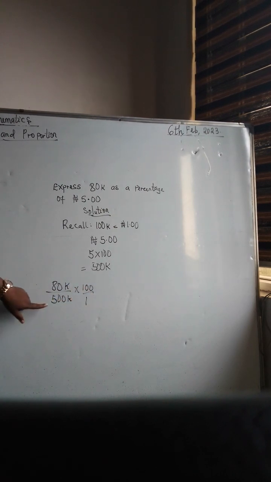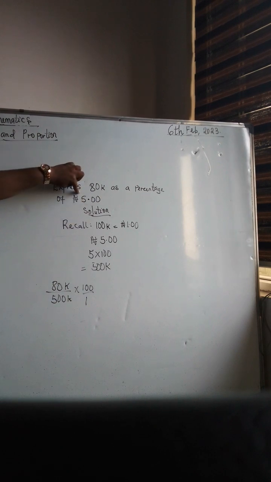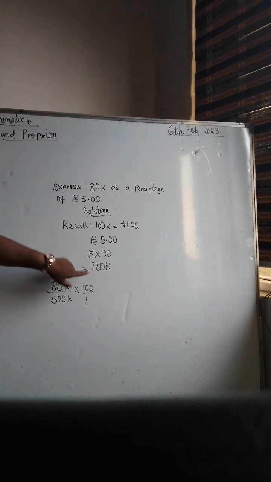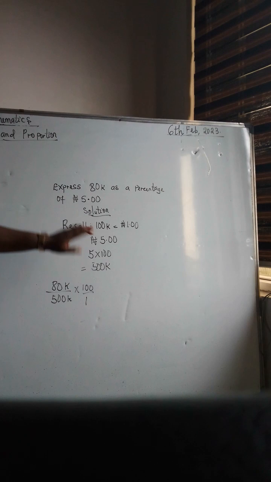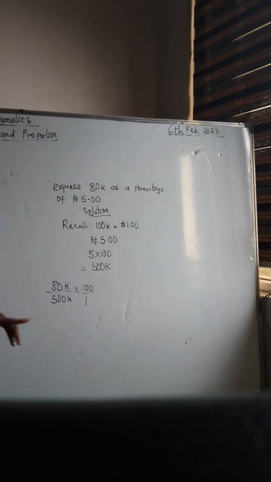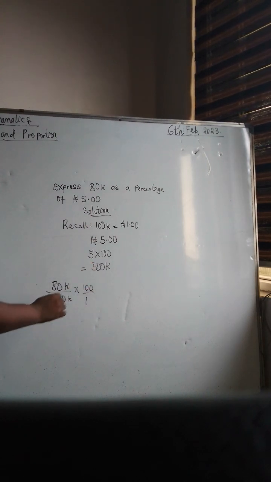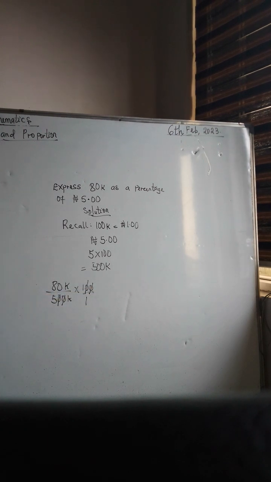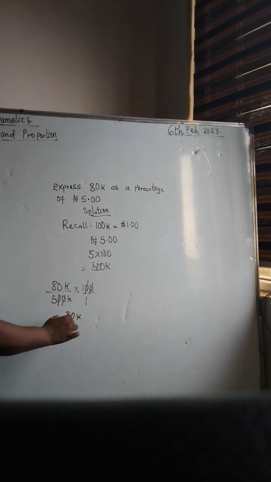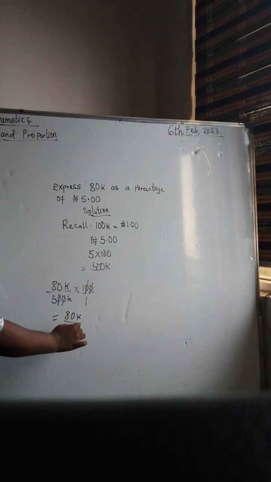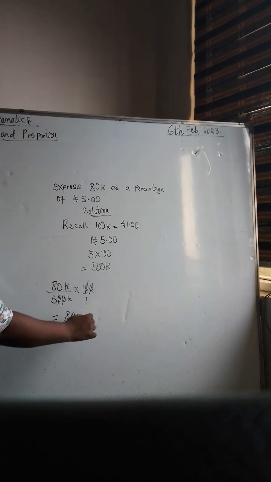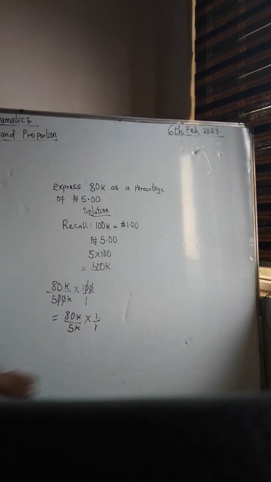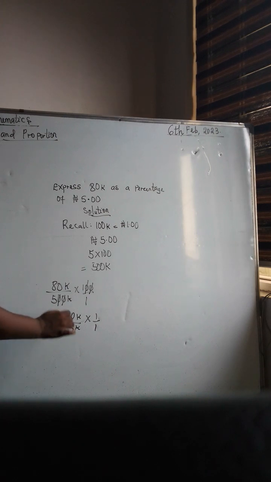It cannot be 5 kobo because this is 5 naira. We converted 5 naira to kobo. It was 500 kobo. Alright. So this zero cancels this. That's what I have here, right? So now I'm left with 80 kobo over 5 kobo times 1 over 1. Of course, 5 and 8.